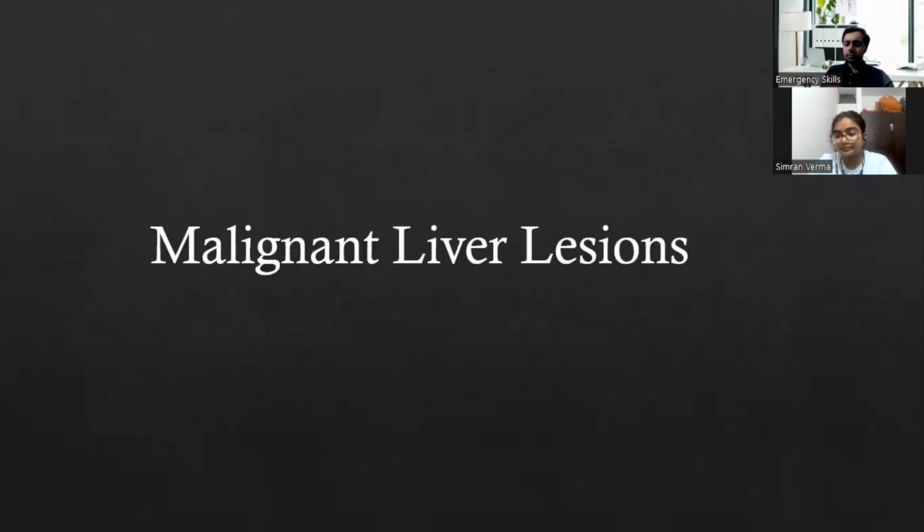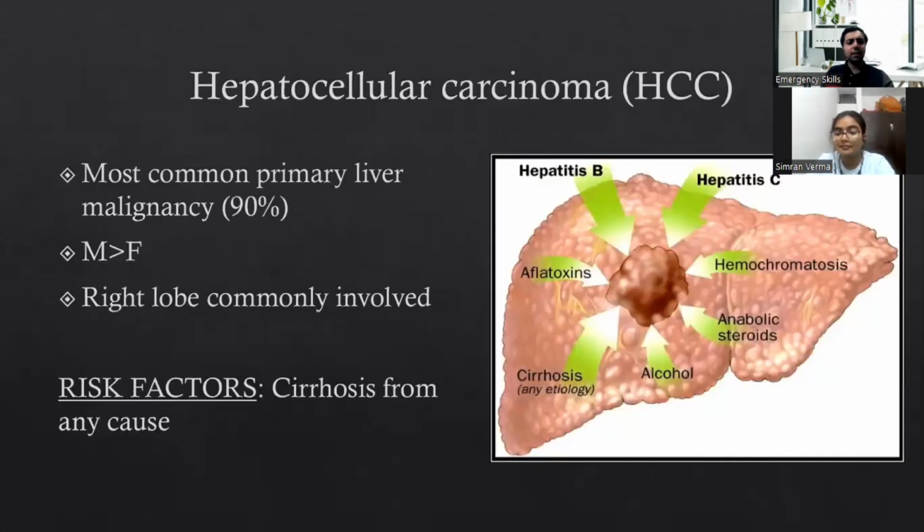Malignant liver lesions. The most common primary is hepatocellular carcinoma, HCC. In this case also, males are more commonly affected than females, and the right lobe is commonly involved. What are the risk factors? As seen in this picture, the risk factors are basically anything which will cause liver cirrhosis, like hepatitis B, C, aflatoxins, hemochromatosis.